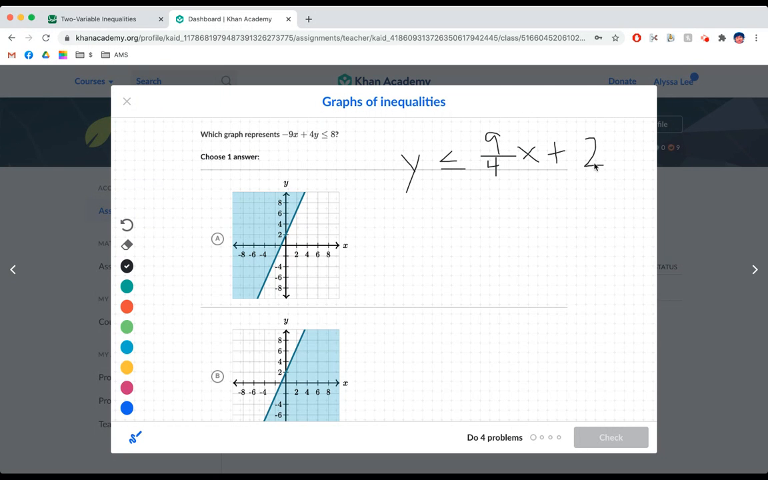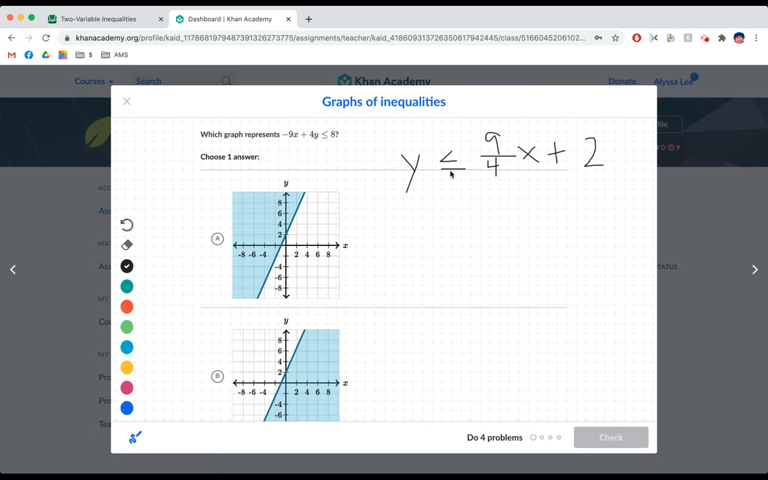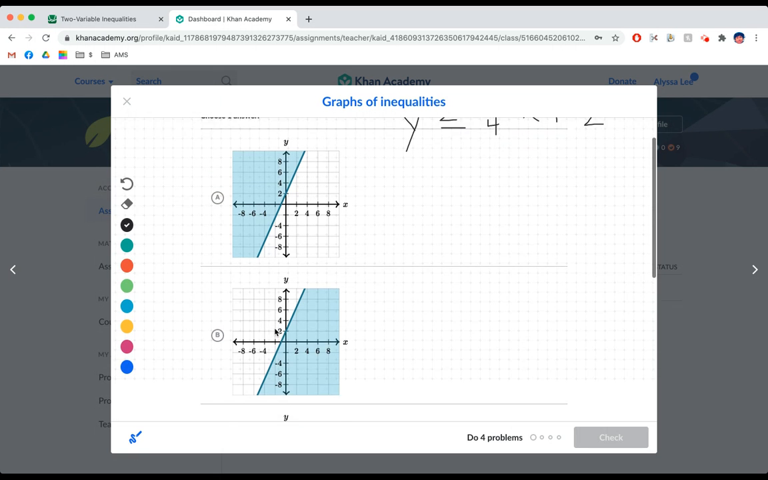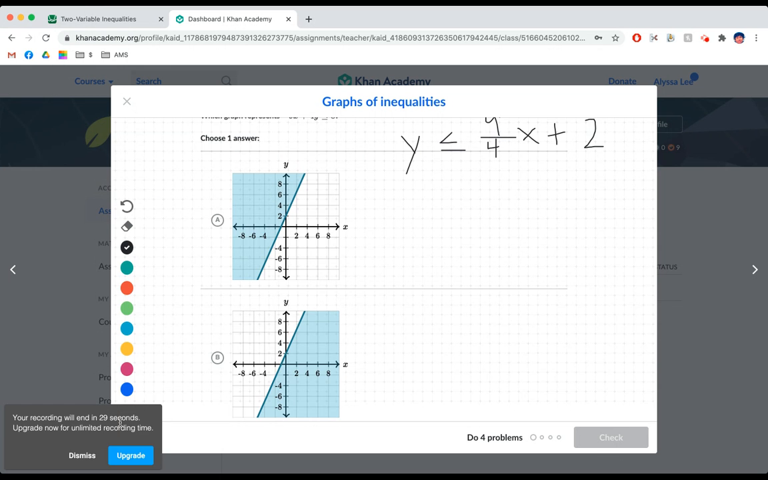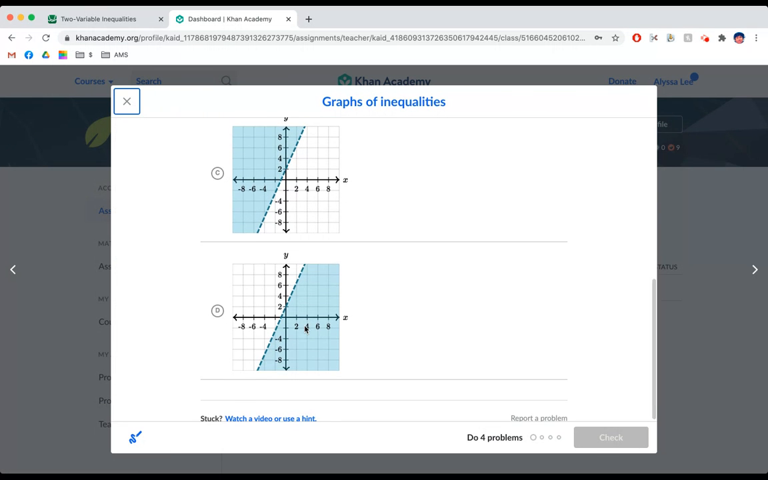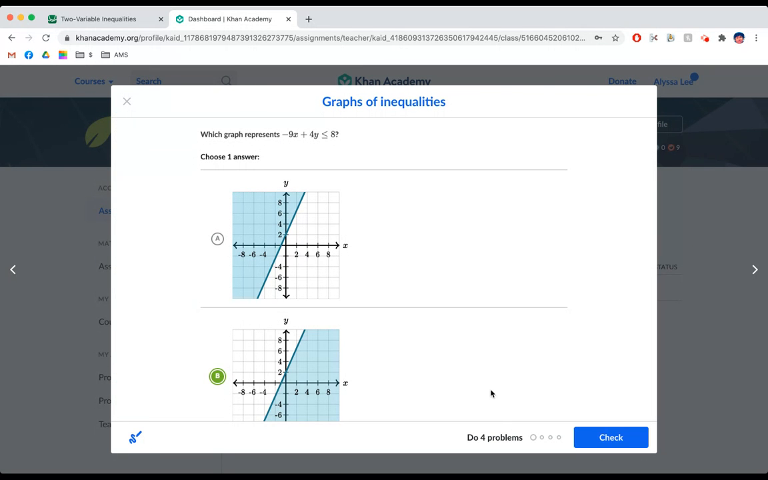So once you turn it into slope-intercept form, you should be able to then match which graph, okay? So this one we have a y-intercept of 2, a slope of up 9/4, and then we need a shade below the line with a solid line because it's also equal to, right? So let's figure out which one actually has that. To shade below the line with a solid, B is looking good. It definitely cannot be A because that's shading above. And it can't be C or D because those are dash lines, right? So automatically, we have option B.